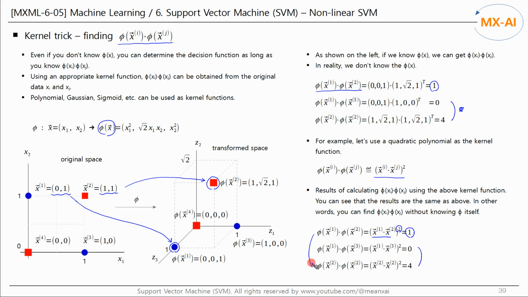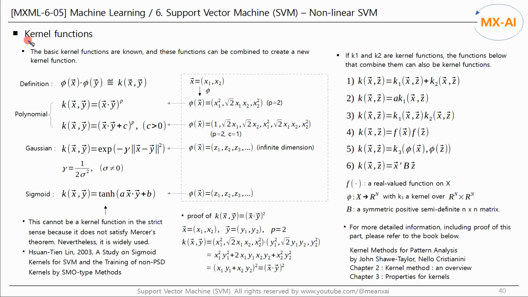In general, polynomial, Gaussian, sigmoid functions, etc. can be used as kernel functions. This time, we will look at kernel functions. Several kernel functions are known, and these functions can be combined to create new kernel functions. The kernel function is denoted by k(x, y), and the basic kernel functions are as follows.